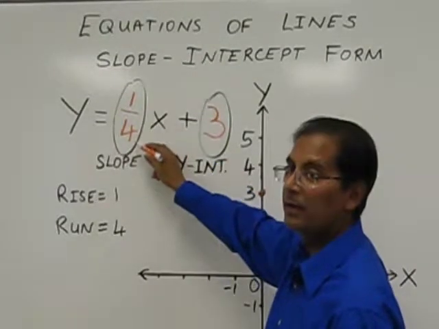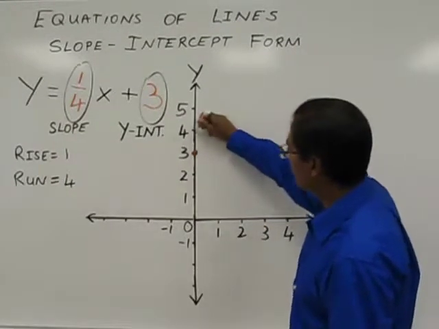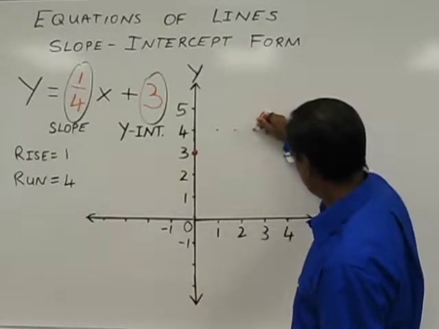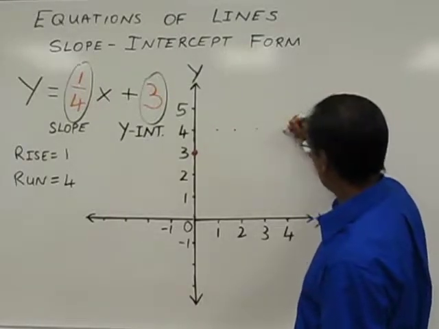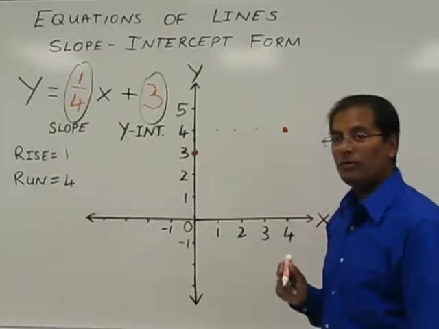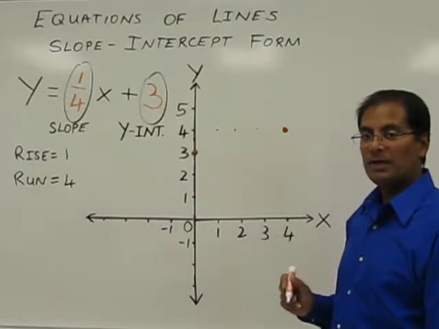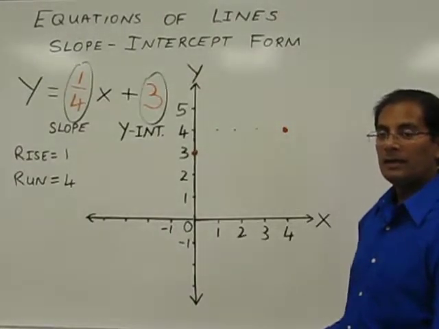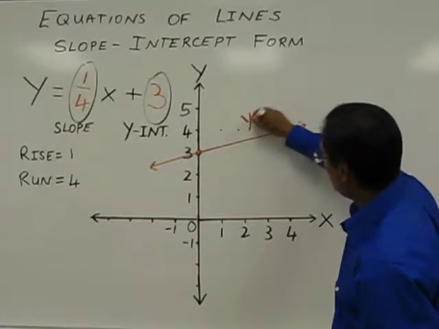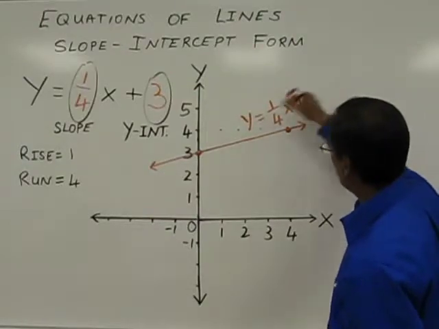Rise over run. Okay, so I rise 1. Here's 1 point. So I rise 1, I go up 1, and I go across 4. And I have another point here. And so we have 2 points already for our line. You only need 2 points to draw a line, so we could connect up these points to form a line, like this. And so here's my line, y equals 1/4 x plus 3.